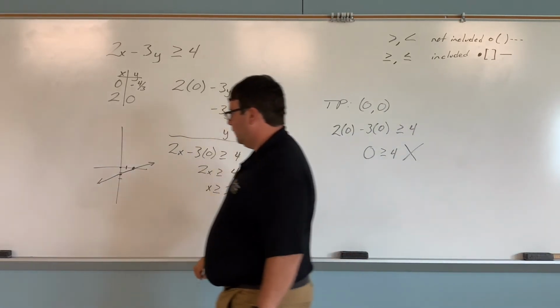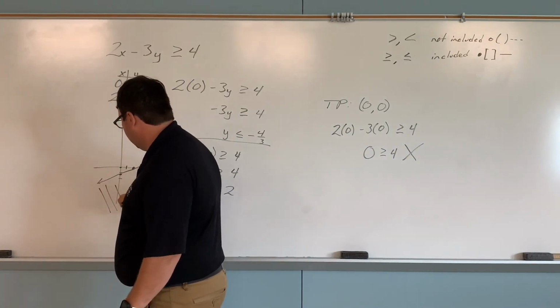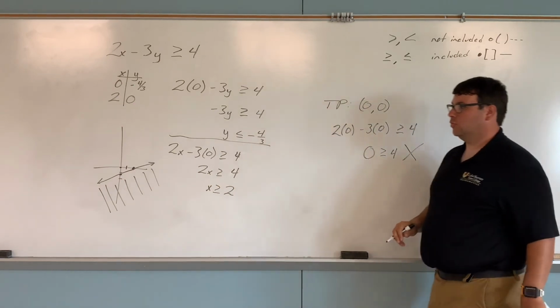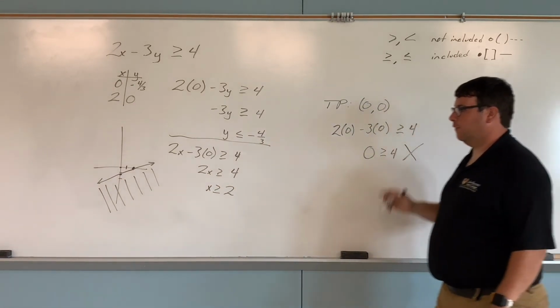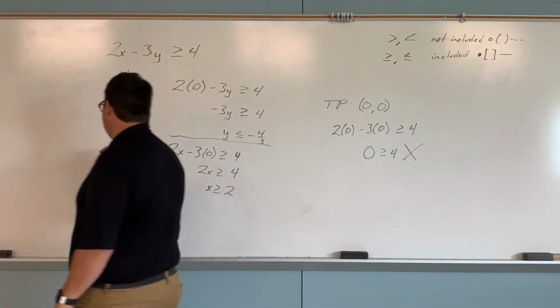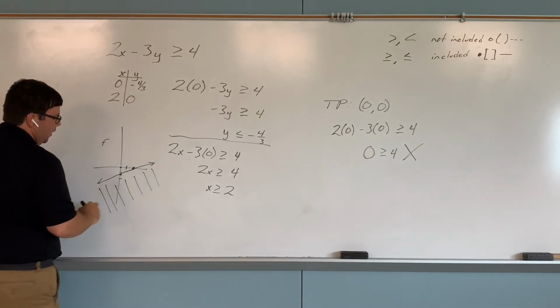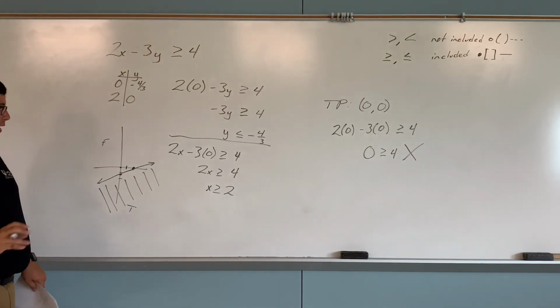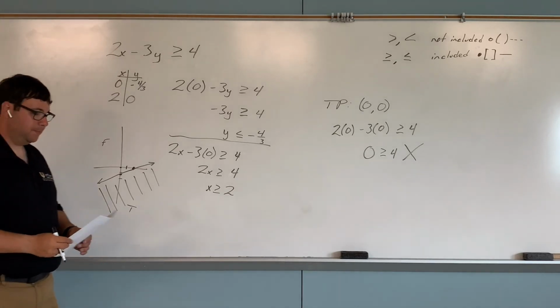And so I am shading on the side that is true. So 0, 0 was false when I tested it, meaning this entire side is false. This side, therefore, is true. So shade on the side of truth.